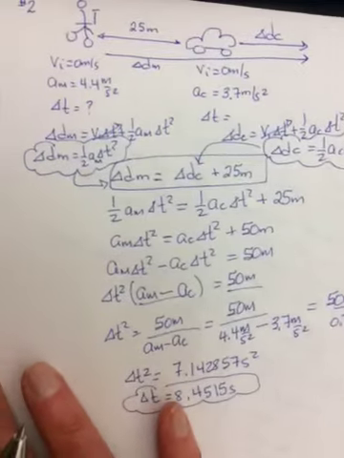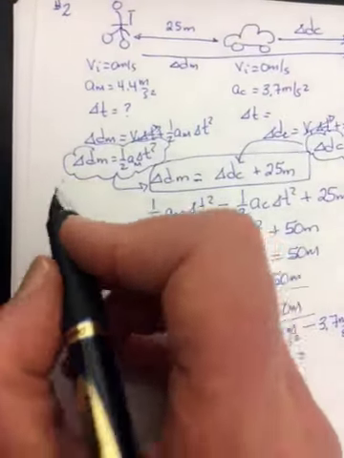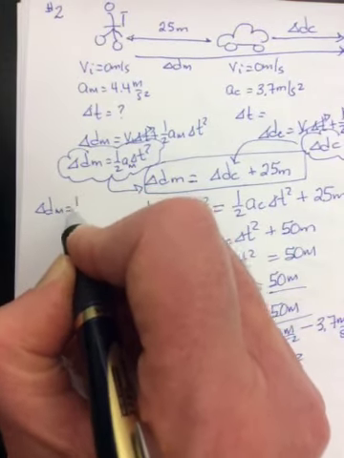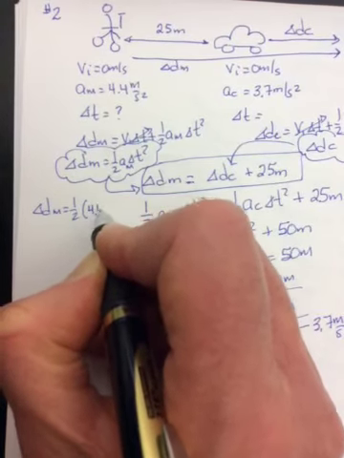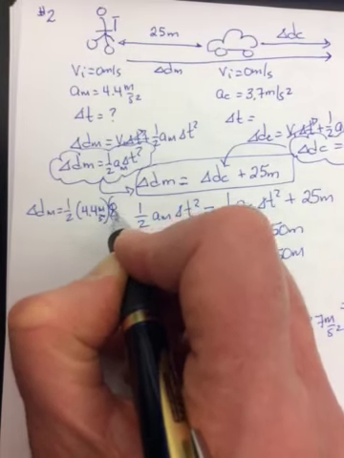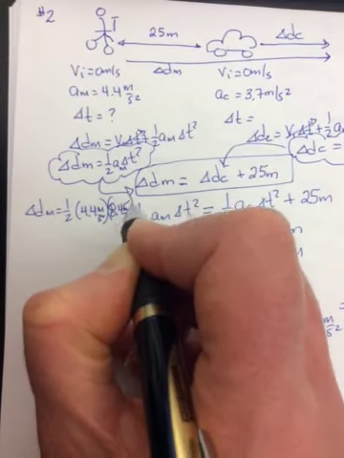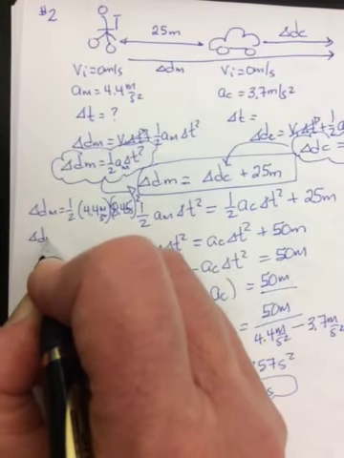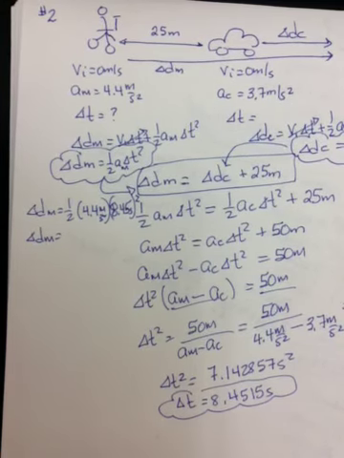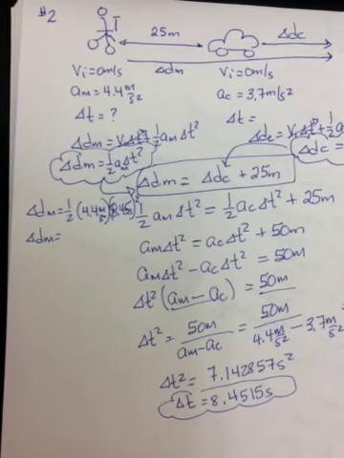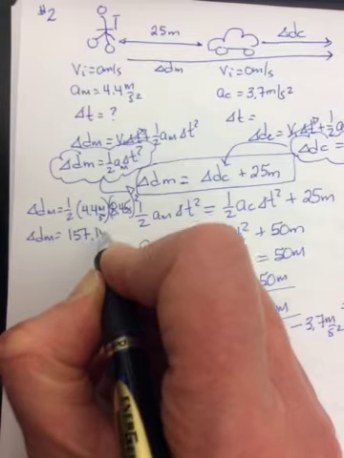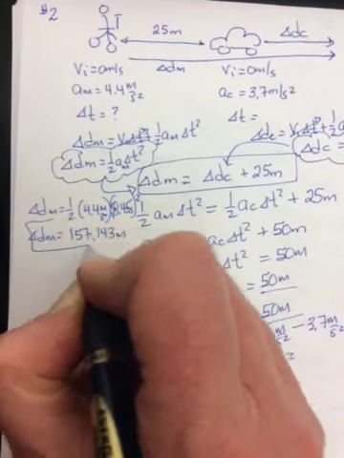The second part of the question says, how far will each travel? So now we go back up here and fill this in. Delta d of the motorcycle will be equal to 1/2 times 4.4 meters per second squared times 8.45, etc., squared. I'm not writing all the digits because I don't have enough room, but I promise I'm keeping them all in my calculator. So square it and multiply by 2.2, and you should get 157.143 meters for the motorcycle.